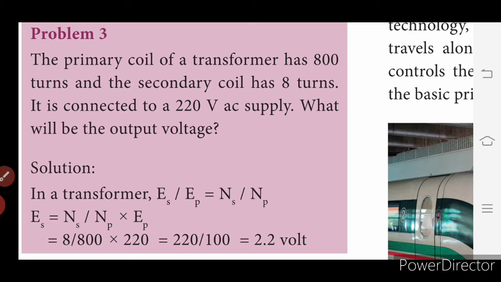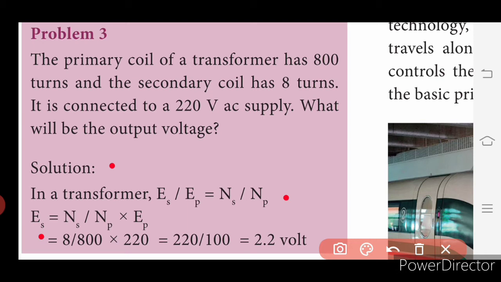So the number of turns of the primary and secondary coil is given, and the current and voltage are also given. Okay, so now we will see the solution for that. The solution in a transformer: this is the formula. ES divided by EP is equal to NS divided by NP. So ES, the output voltage you are going to find, is equal to NS divided by NP into EP.